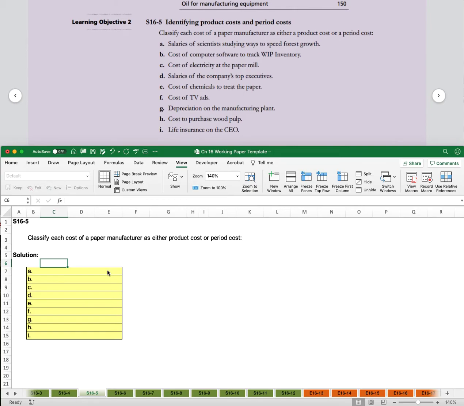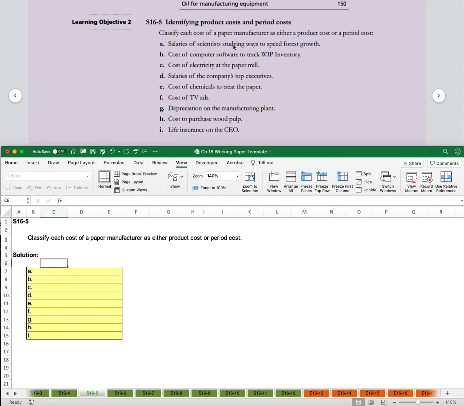A problem, we're going to identify product costs versus period costs. We have the textbook from the end of chapter 16 pulled up here, and our working paper template down at the bottom. And so classify each cost of a paper manufacturer as either a product cost or a period cost.